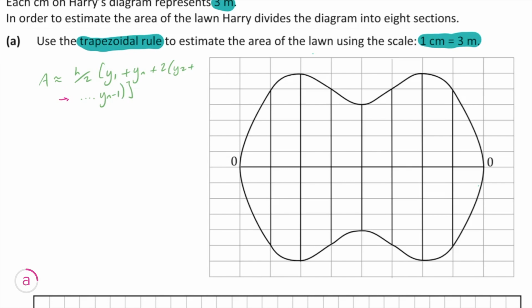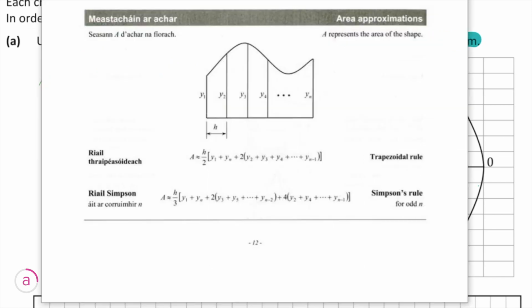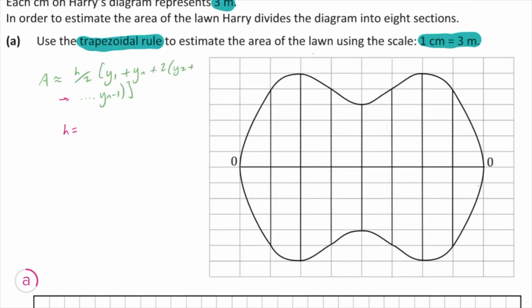So let's now label h and our y values so we can plug them in and find the approximate area. If we go to the log tables for a second, to page 12 where I got the trapezoidal rule from, h is the gap between the y values. You could think of this as the change in x. Let's say you're going from 1 to 2 to 3, then h would be equal to 1. In our problem, the gap here is 1 centimeter, but in real life that is equal to 3 meters. So in our case, we're just going to let h be 3.